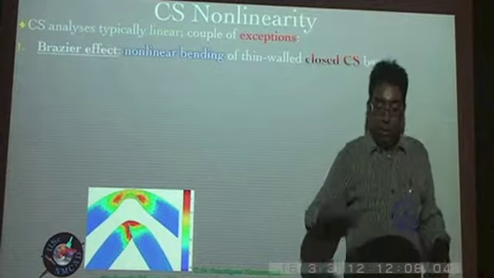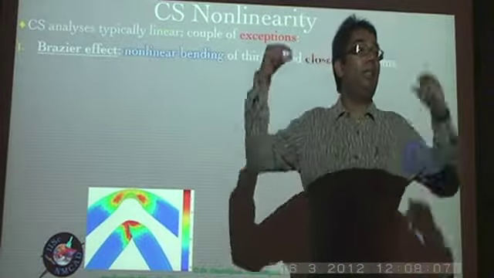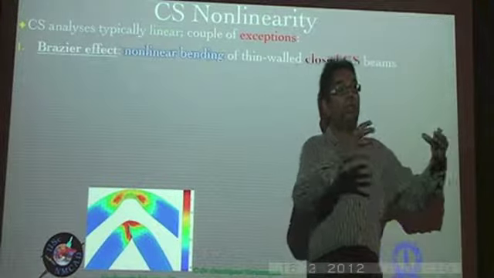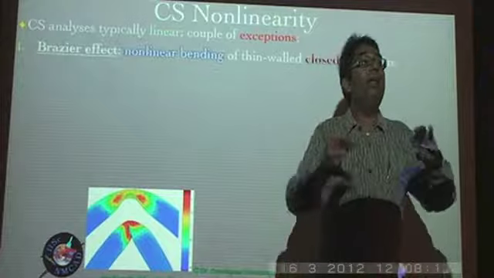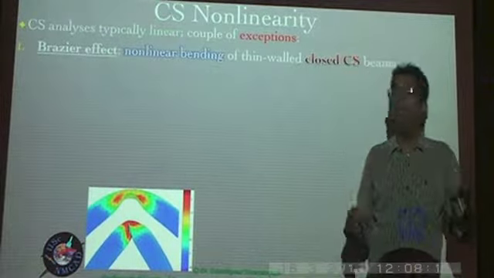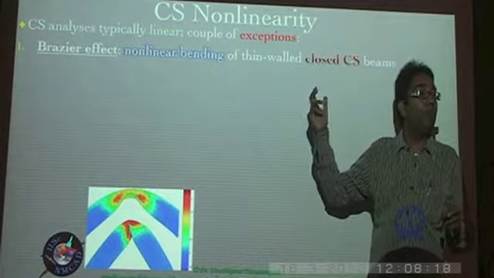Of course, a major part of the bending is resisted by the flanges, so it's only a small part that goes into this. But nonetheless, there is a bending, and that bending behavior cannot be accounted for properly unless you take these nonlinear effects into the picture.